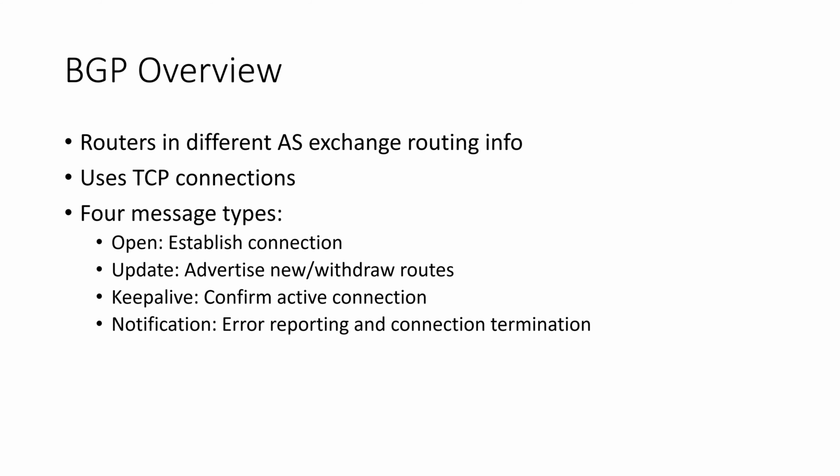It's the protocol that allows routers from different autonomous systems to exchange routing information. BGP runs over reliable TCP connections and uses four primary message types. Open establishes a session between routers. Update announces new routes or withdraws unavailable ones. Keepalive is periodically sent to maintain connection health. Notification signals errors and terminates the connection if necessary. Thanks to its flexibility, BGP is what keeps the global internet's complex routing system running smoothly.